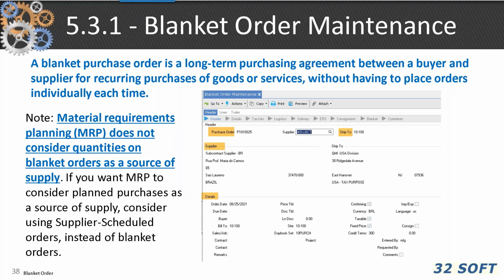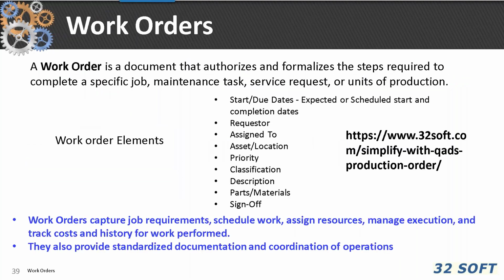Let's consider one of the more important sources of supply, and that is the work order. In 2019 and above, you have the opportunity of using production orders in QAD. This is a whole other thing. There is a webinar out on the 32Soft website that explains how production orders work and the differences, but basically, as far as MRP is concerned, they're both treated very similarly.